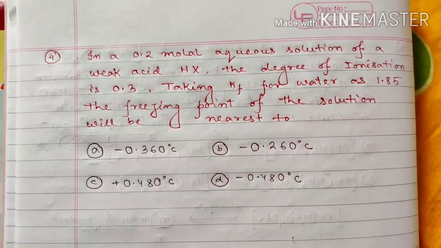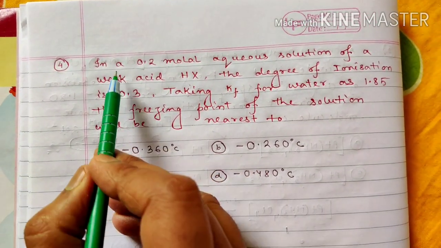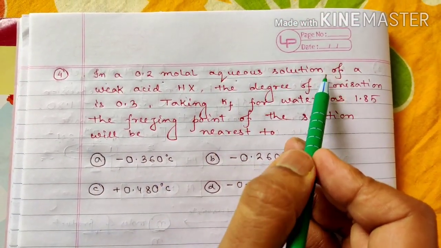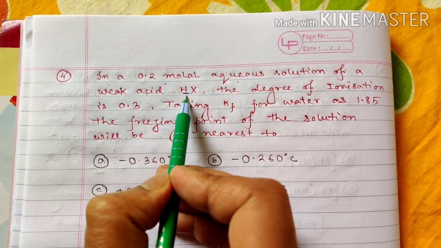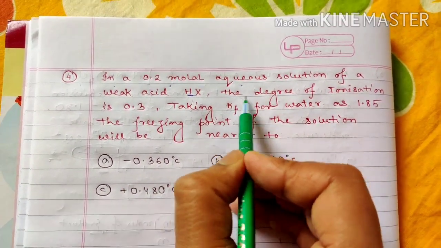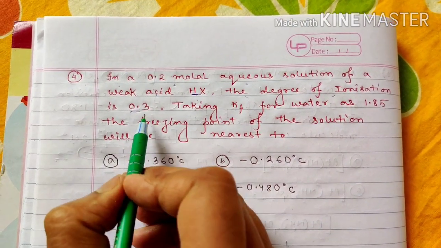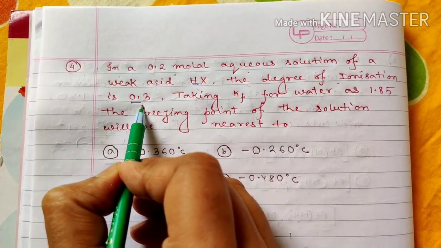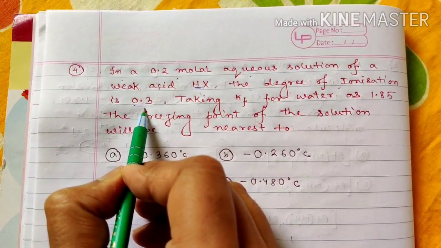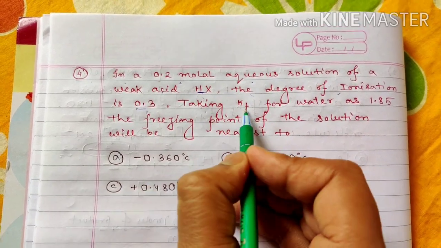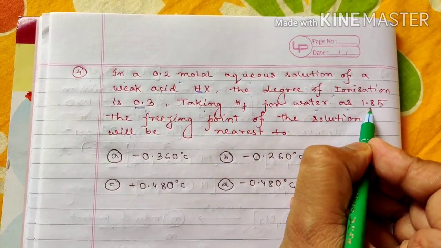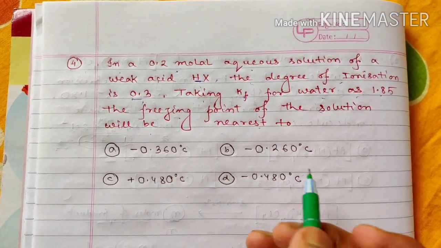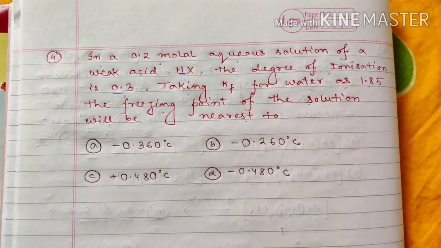Let us move on to the next problem of today. Here the question is, in a 0.2 molar aqueous solution of weak acid HX, we have considered a weak acid. It can be anyone. The degree of ionization is 0.3. Degree of ionization we can correlate to the degree of dissociation that we have read in the ionic equilibrium chapter in class 11. Now taking Kf for water as 1.85, the freezing point of the solution will be nearest to how much of these options. Now let us try to understand this question once again.